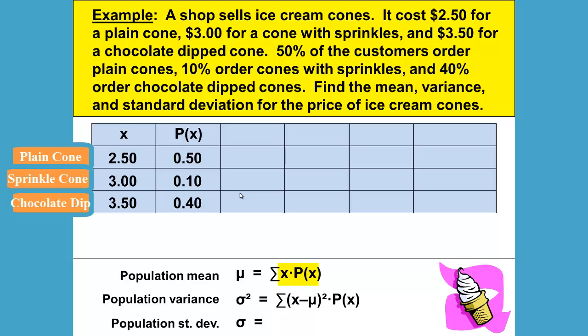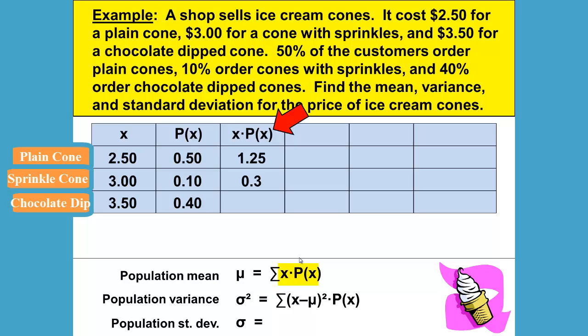We always start with the mean. Let the formula lead you to your steps. The formula tells us to first multiply x times p of x. That will be our third column. We multiply each x times the p of x values and place the answers into that column.